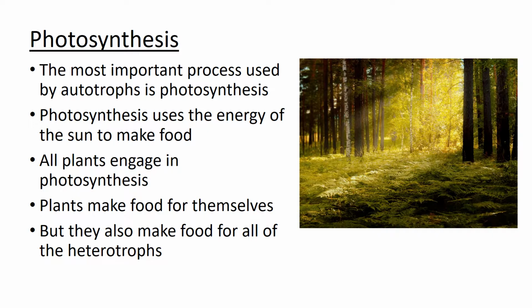And plants make food for themselves, but they also make food for all of the heterotrophs. That's why we call plants producers. They make food, whereas we call the heterotrophs consumers. We're going to eat plants, or we're going to eat animals that ate plants, or animals that ate plants. We could go all the way down the food chain, but the point is that at the bottom of that food chain, we're going to have some autotrophs. And they're probably going to be plants.